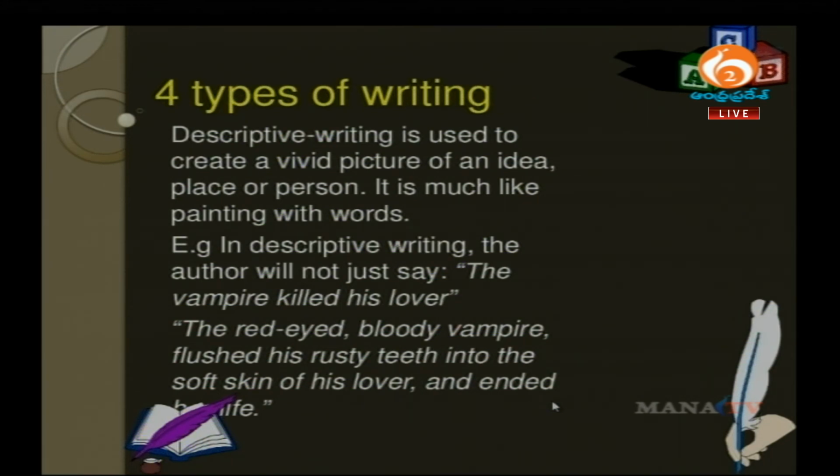Descriptive writing. The author will not just say the vampire killed his lover, but the red-eyed bloody vampire flushed his rusty teeth into the soft skin of his lover and ended his life. So, it is not a direct statement that comes in, but basically you beat around the bush and you make it more acceptable to the person, so that the person who is reading will sound good enough.